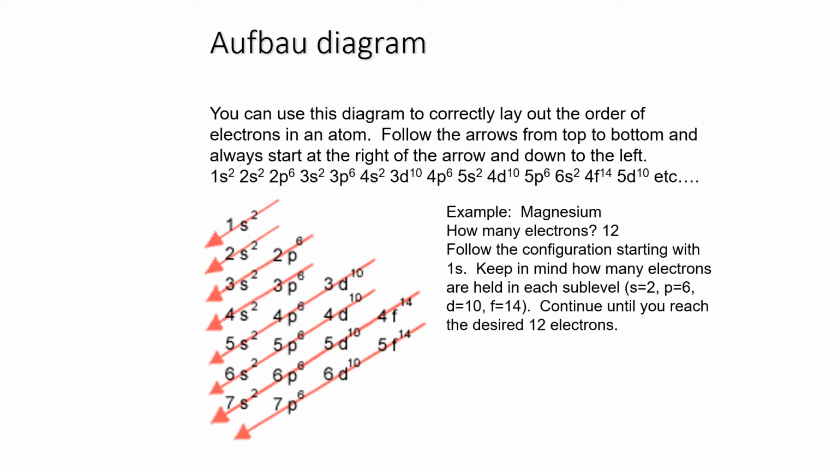The other thing to keep in mind is knowing that the S sublevel can only hold up to 2 electrons, the P sublevel can hold up to 6, the D sublevel can hold up to 10, and the F sublevel can hold up to 14. For these sublevels, guys, you can never ever have more electrons than what you see here. That is a maximum that you can actually have on there.